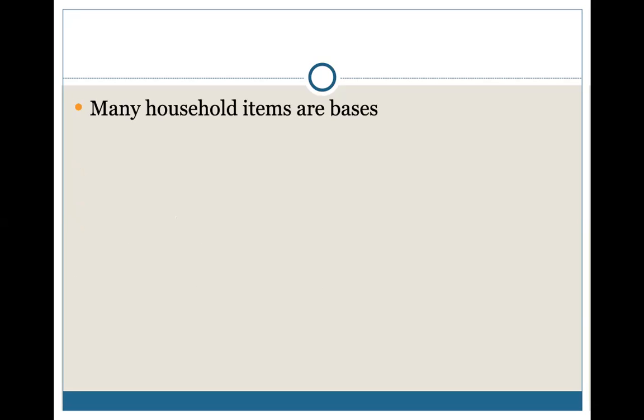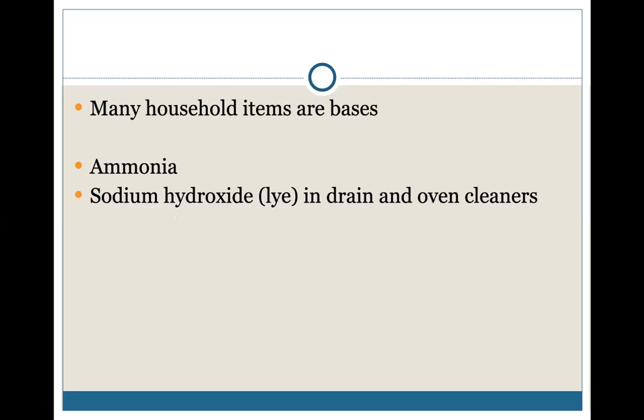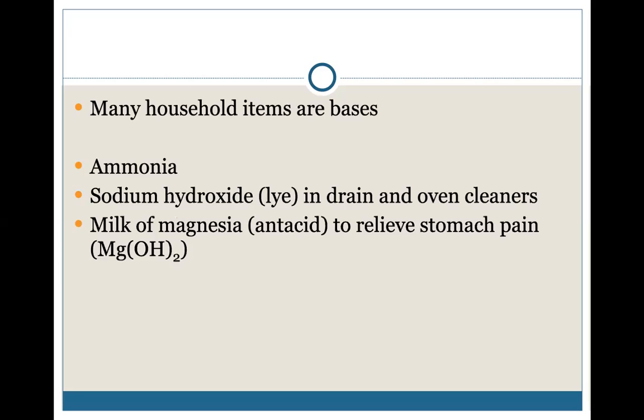And a lot of household items are bases. For example, ammonia. A lot of cleaning products contain ammonia or ammonia-based compounds. We have sodium hydroxide, which is also called lye. That is in drain and oven cleaners. And we have something called milk of magnesia or antacid, which is magnesium hydroxide, which is used to relieve stomach pain.